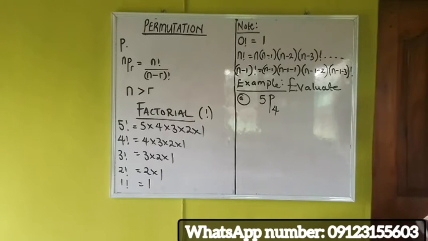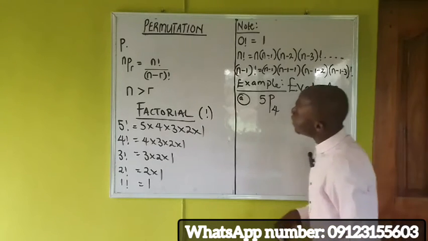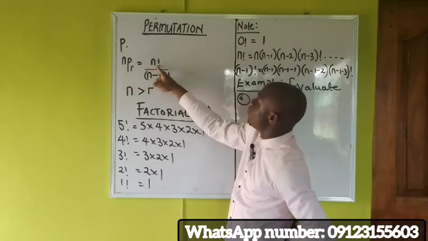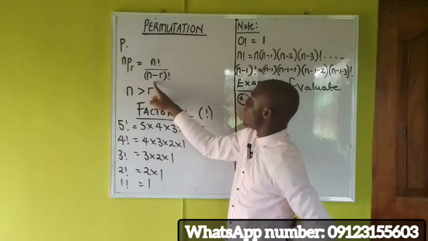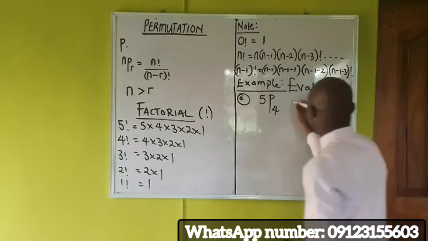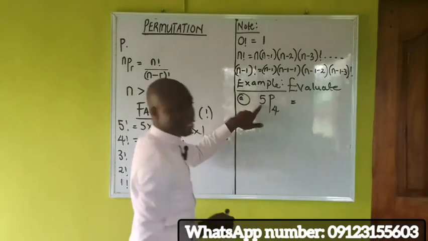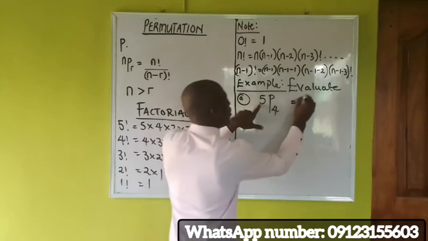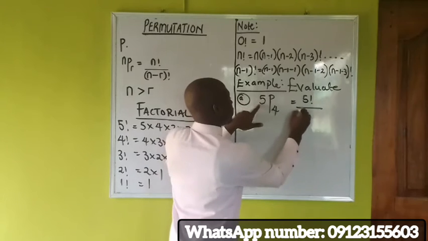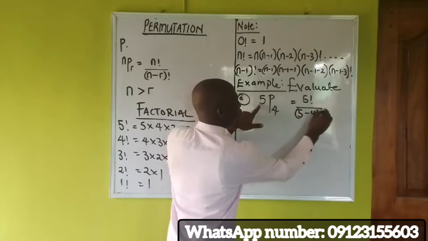First things first. We said for permutation, the idea is simply to take this n factorial over that same n minus r factorial. Apply the same concept here. This is our n, this is our r. That becomes 5 factorial over 5 minus 4 factorial.